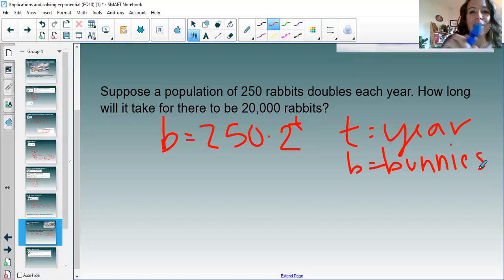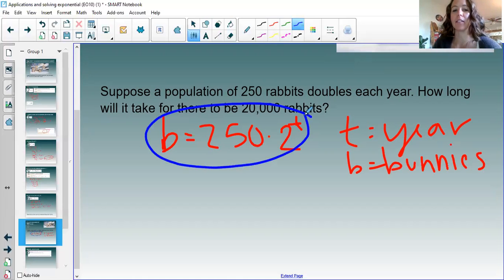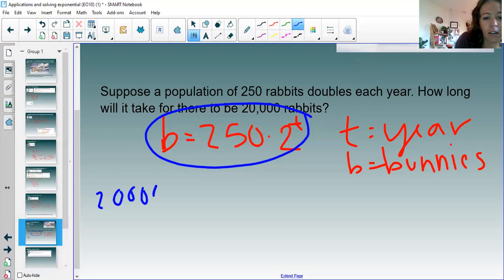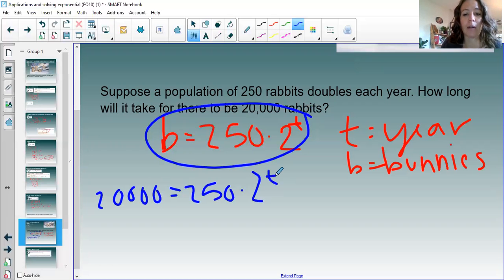Okay, cool. Now that we have our equation, we can apply this and try to solve. It wants to know how long it will take for there to be 20,000 bunnies, so we're solving for t. I'm going to put that 20,000 in for my number of bunnies. 20,000 is equal to 250 times 2 to the t power. I want to solve for t. So the first thing I need to do is chop off that 250, so I'm going to divide each side by 250.